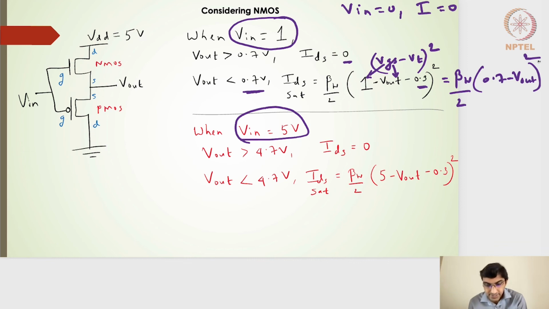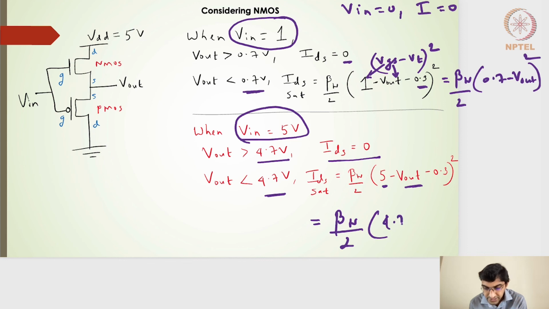Similarly, when Vinput is 5 volts, if the output voltage is greater than 4.7 volts, the current will be 0. If it is smaller than 4.7 volts, the saturation current is beta n by 2 times the input voltage 5 minus the source potential Vout minus 0.3, which is VT. So beta n by 2 times (4.7 minus Vout) the whole square is what we get.